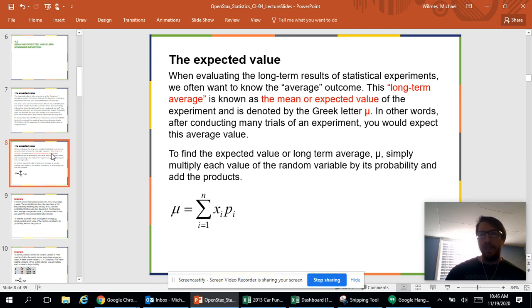So we're going to calculate what's known as the average outcome, the long-term average. This is mainly called the mean or expected value, and we use the Greek letter mu for this, lowercase mu. It tells us, after conducting many trials, what we would expect in the long run. To find this, we simply take this equation. It looks complicated, but it's really not. The mu stands for the average or the expected value. The capital sigma stands for the sum. It's the sum of all of our outcomes multiplied by our probabilities. So we take each outcome and each probability, multiply them together, and then add all those up.